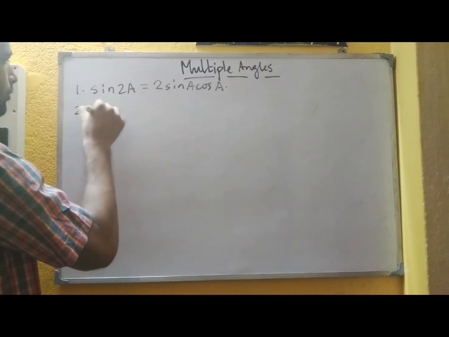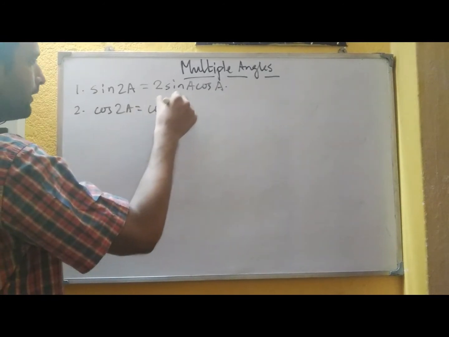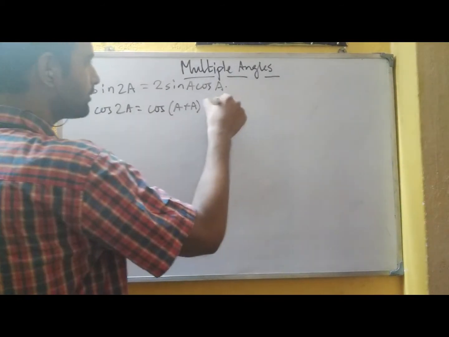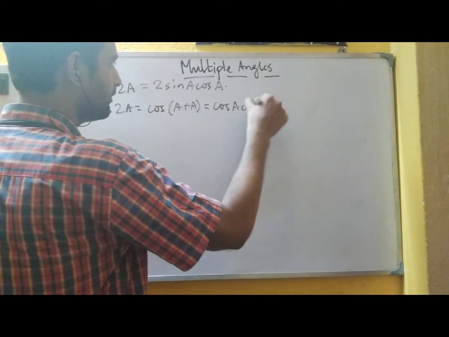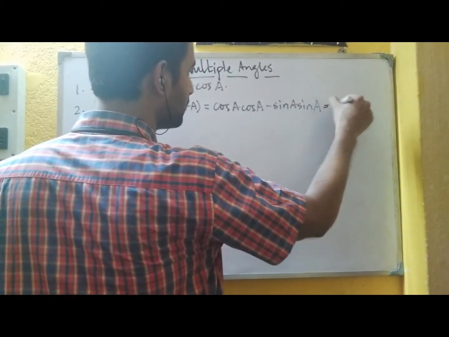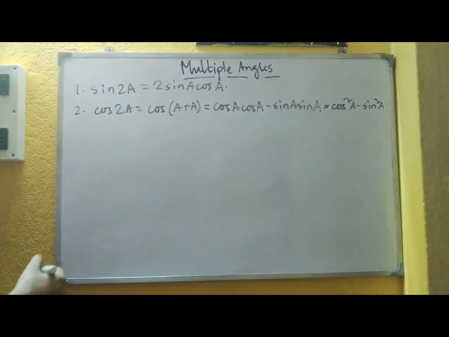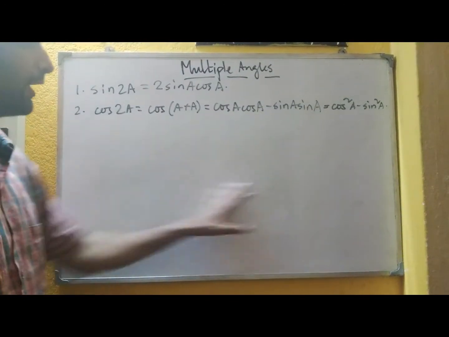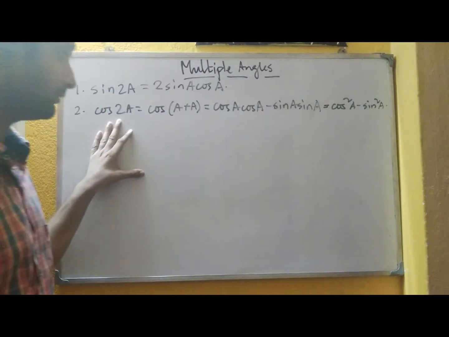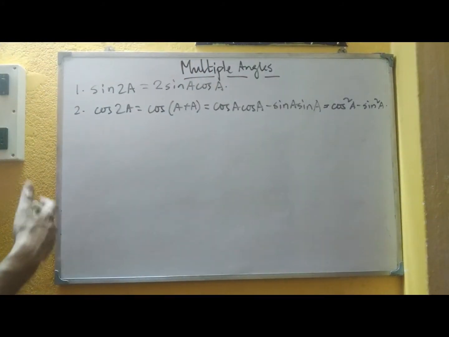The second formula is for cos 2A. So similarly, we can write it as cos of A plus A, and then we will see what is the expression. It is cos A into cos A minus sine A into sine A, and from this we can write it as cos square A minus sine square A. So this will work similarly. If it is cos 4A, then we can write cos square 2A minus sine square 2A. If it is cos 6A, we can write 6A as 2 into 3, so we can write cos square 3A minus sine square 3A. So in this way, the formulas of 2A work.